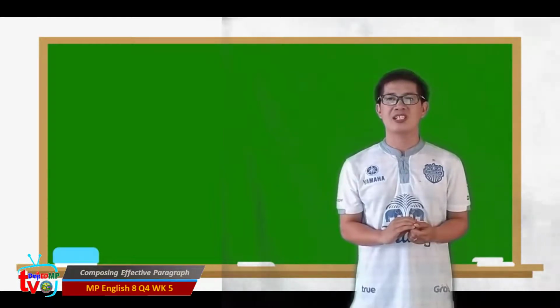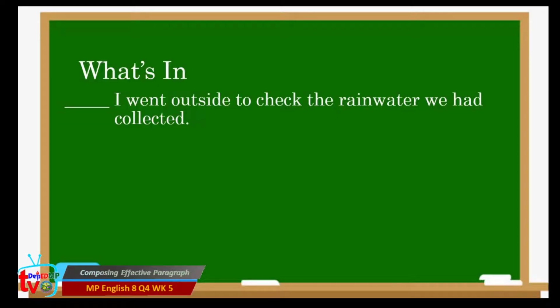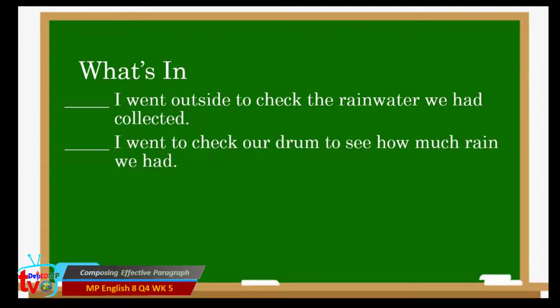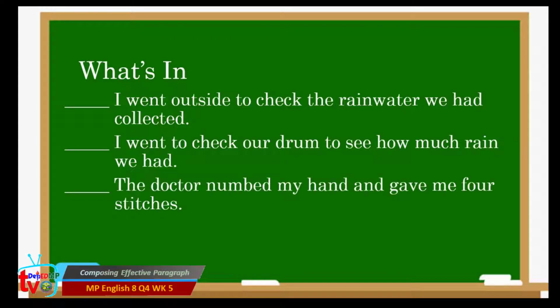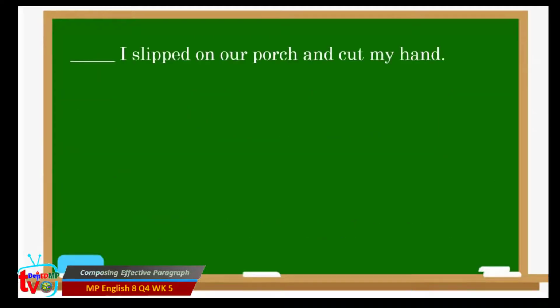Instruction. Study the following sentences below. Number the following events in chronological order. I went outside to check the rainwater we had collected. I went to check our drum to see how much rain we had. The doctor numbed my head and gave me 4 stitches. I wrapped a cloth around my bleeding hand. I slipped on our porch and cut my hand.